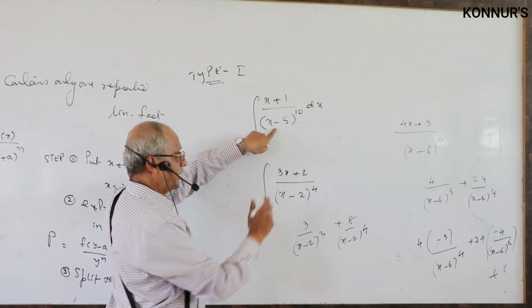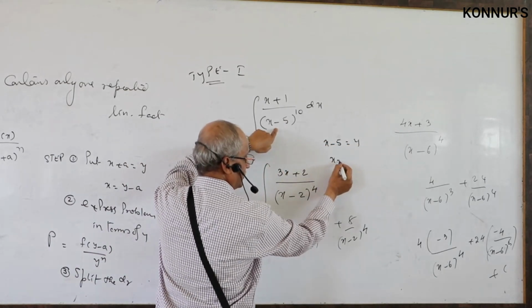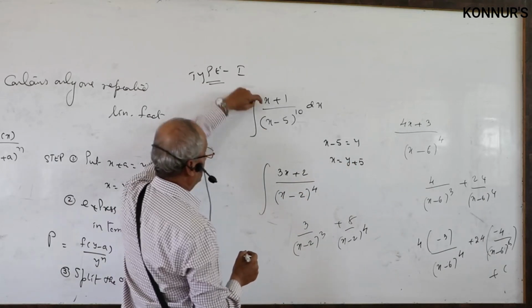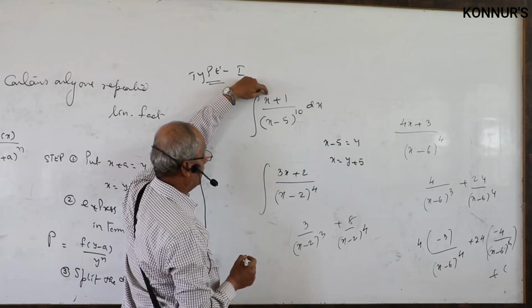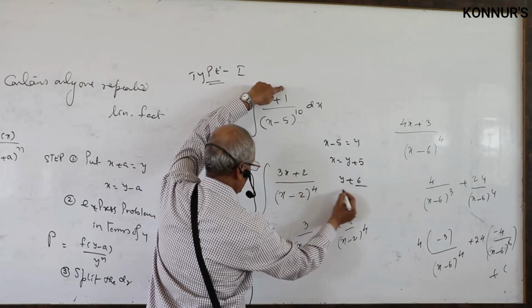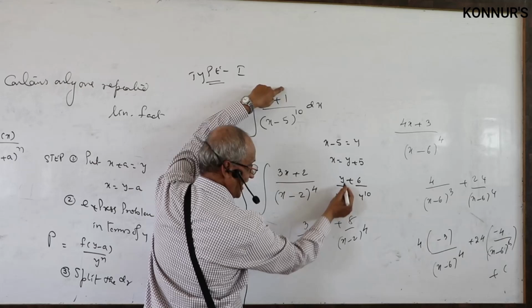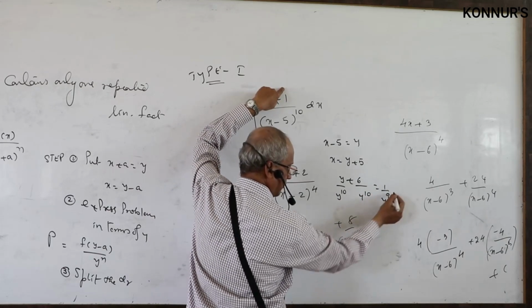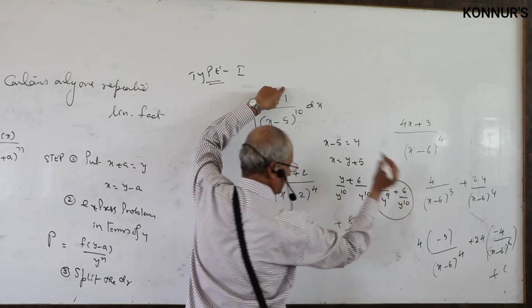Replace x minus 5 as y, x equal to y plus 5. Write down here: y plus 5 plus 1, that is y plus 6, by y power 10. Split the denominator. Then what is the answer here? 1 by y power 9, plus 6 by y power 10. Completed.